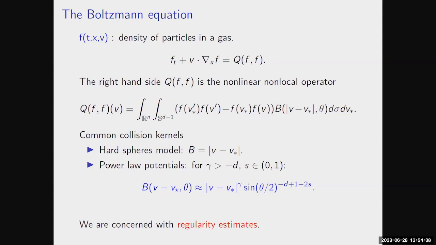There is a big qualitative difference between the hard sphere model and this power law potential: the kernel capital B is not integrable with respect to the angular variable, the deviation angle, in the second case. The operator still makes sense because we have a cancellation between the gain term and the loss term that compensates the singularity of capital B. But that singularity will actually have a regularization effect in the equation, like the fractional Laplacian or integro-differential operators that have a singularity at the origin. So that singularity produces some regularization effect.